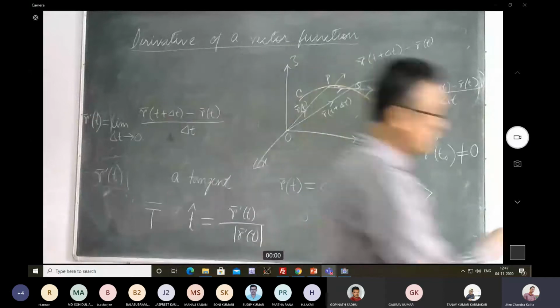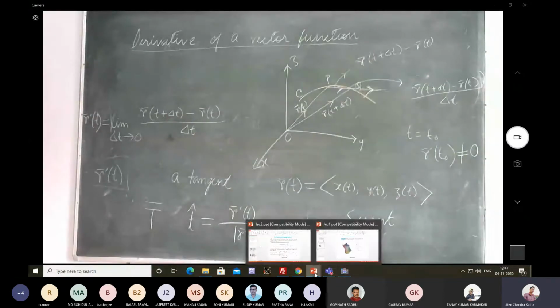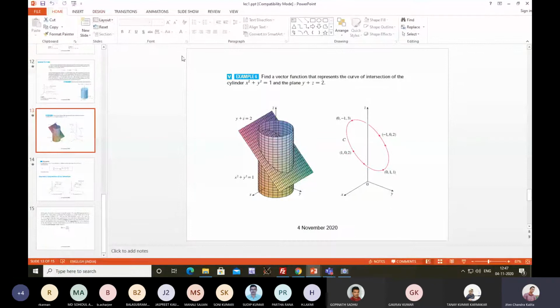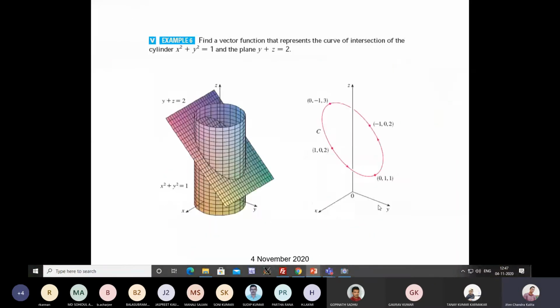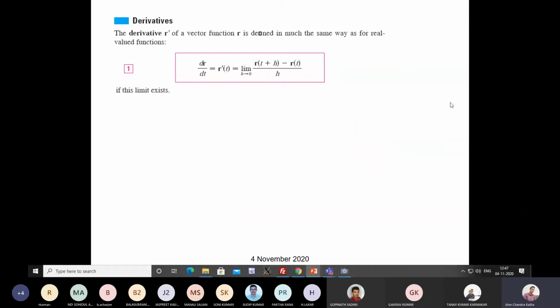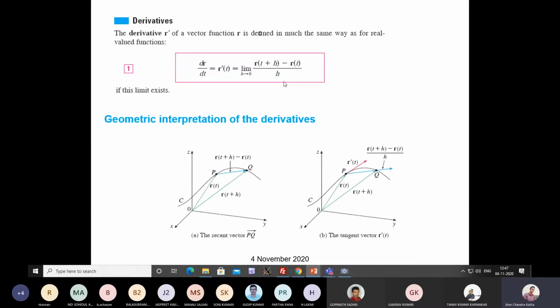Okay, so now let me again summarize it. I'm going to show you a much better picture now. This is the definition of derivative. It is simply for a vector function, similar to what you defined for a real valued function. Here, this h I was defining as delta t. Don't worry about it. Of course the limit has to exist, and that means it has to exist finitely. This is the way I defined it.